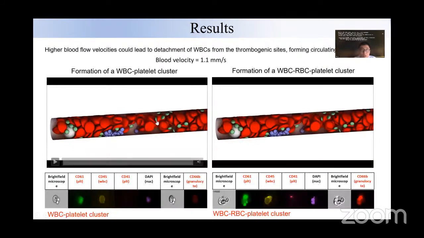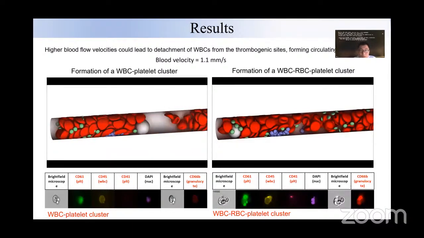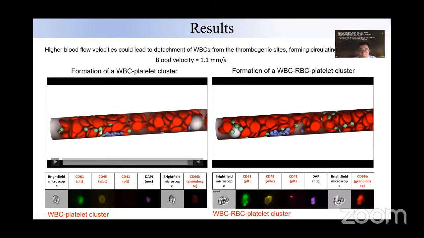And in the next case, we simulate the same simulation, we just increase the blood flow velocity and see what's going to happen. When the blood flow velocity is relatively high, we can see that this white cell is flowing through this platelet aggregate and forming this circulating white cell cluster. So this provides some mechanistic rationale for the observation of this white cell platelet aggregate observed from a COVID patient.